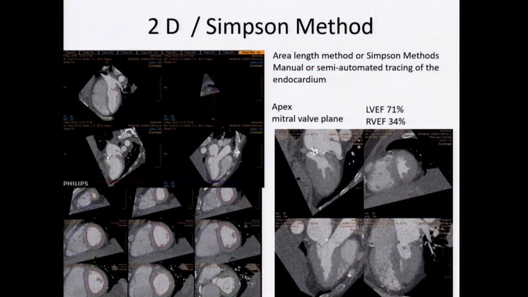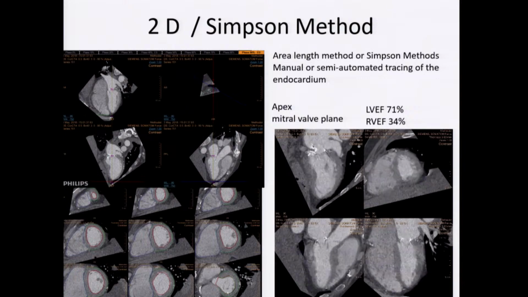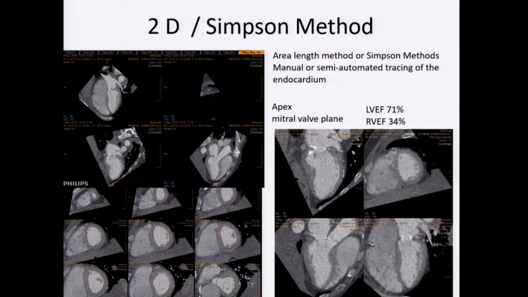Okay, there's a couple ways of calculating. So this is how we calculate the volume. You can do 2D, just like MRI echo. You can do the Simpson method. And the key here is obviously where you decide where the valve plane is and the apex is. That's a geometric assumption. So these are 2D methods, just like most of what we used to do.